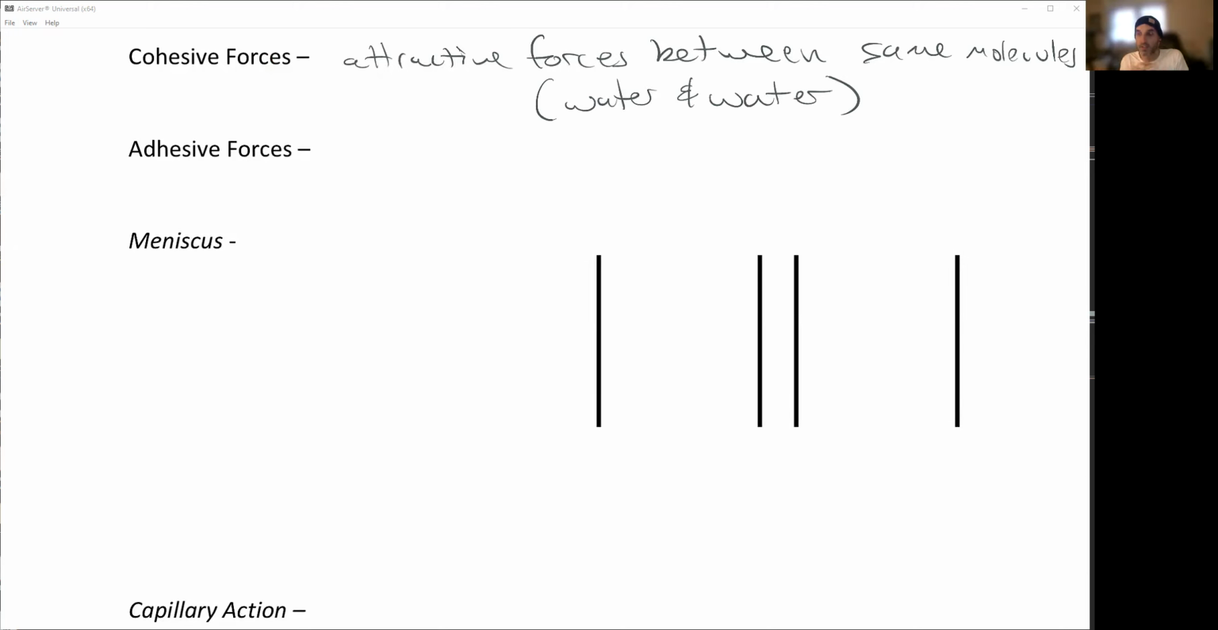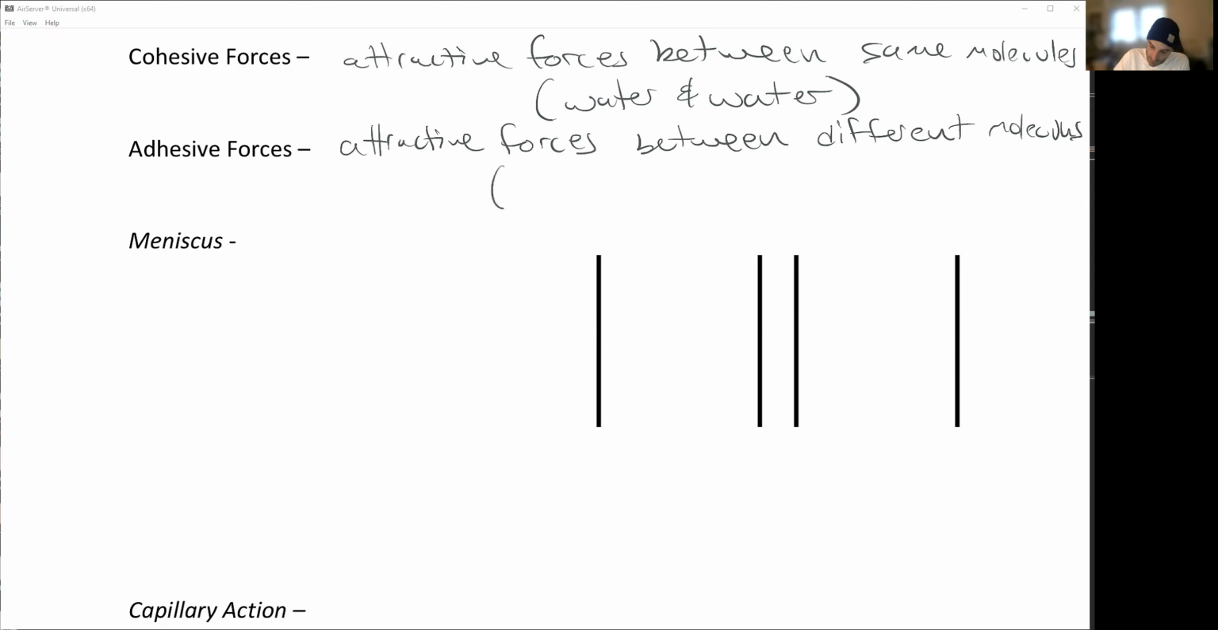So yeah, it's basically just water holding on to water. Any cohesive force is something interacting with itself. Adhesive forces are again the attractive forces between different molecules or substances. In the case we're about to talk about, the example is going to be water and glass, or silicon oxide, as it were, the interaction between water and something else.